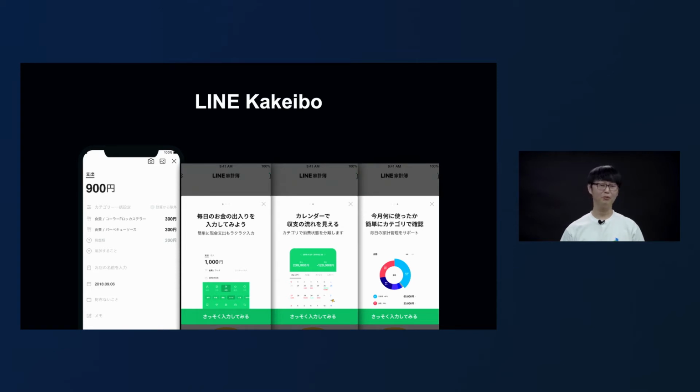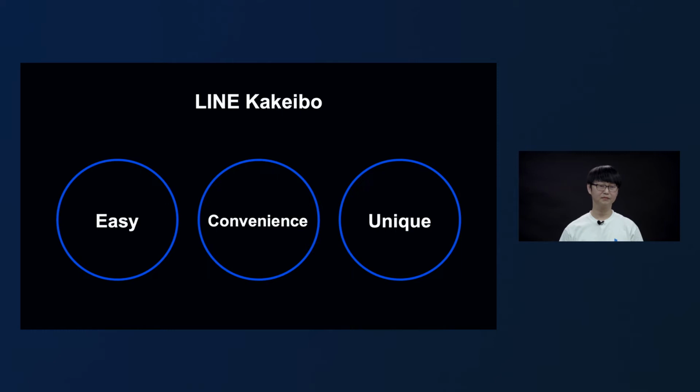Setting up a budget, repeated input, linking with Line Pay, bank account, or other financial services is also possible. Aside from these basic functions, what makes Kakeibo distinguishable from other similar services? What feature does it have that makes it attractive to our users? Let's find out.